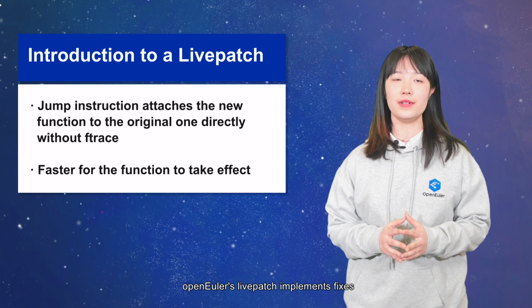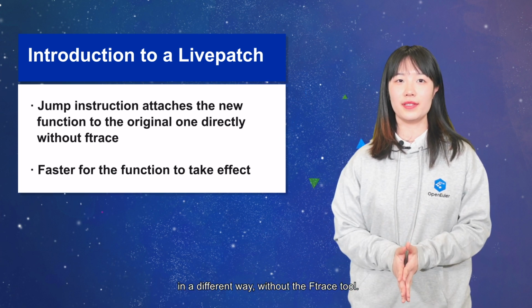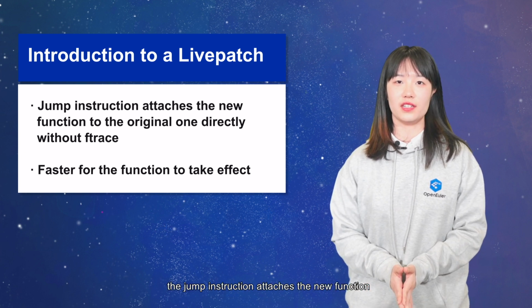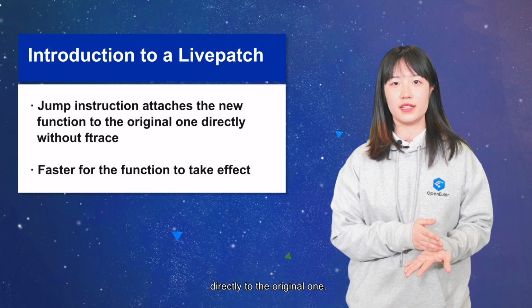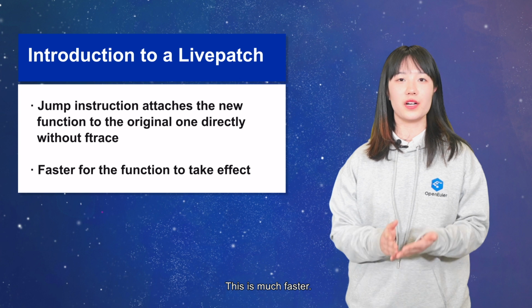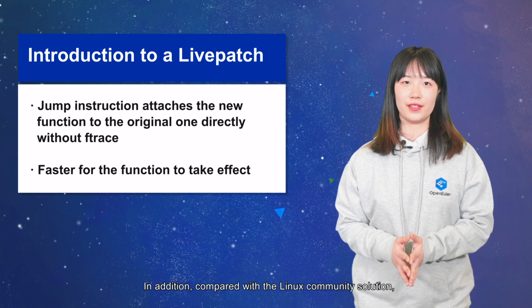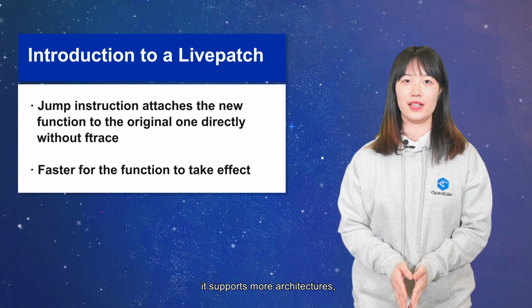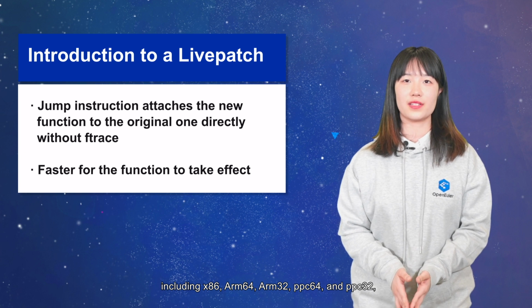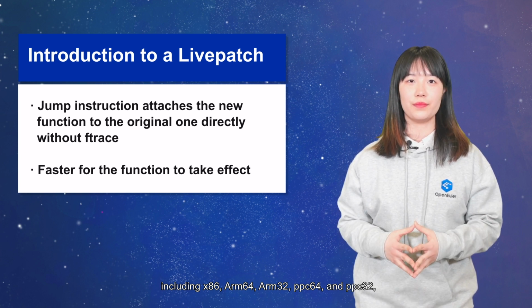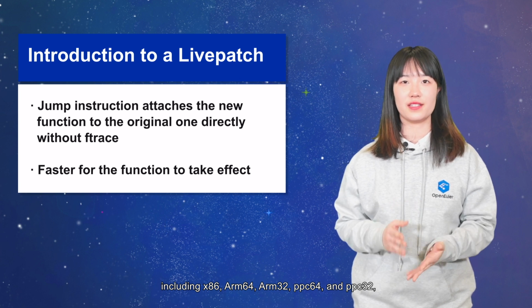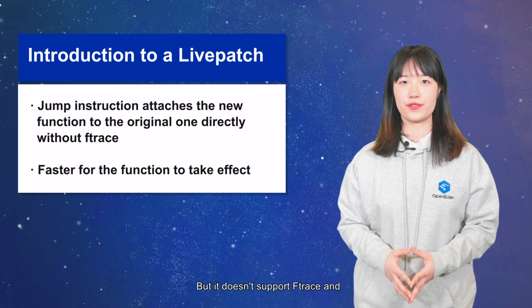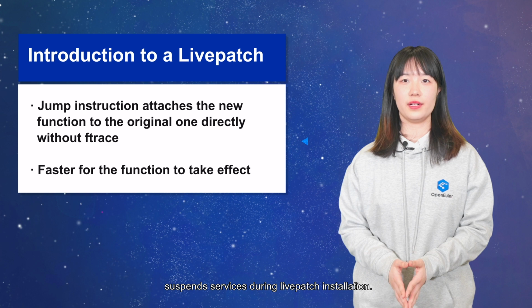openEuler's Livepatch implements fixes in a different way, without the ftrace tool. In openEuler's Livepatch, the jump instruction attaches a new function directly to the original one. This is much faster. In addition, compared with the Linux community solution, it supports more architectures, including x86, ARM64, ARM32, PPC64, and PPC32, and delivers better performance. But it doesn't support ftrace and suspend services during Livepatch installation.